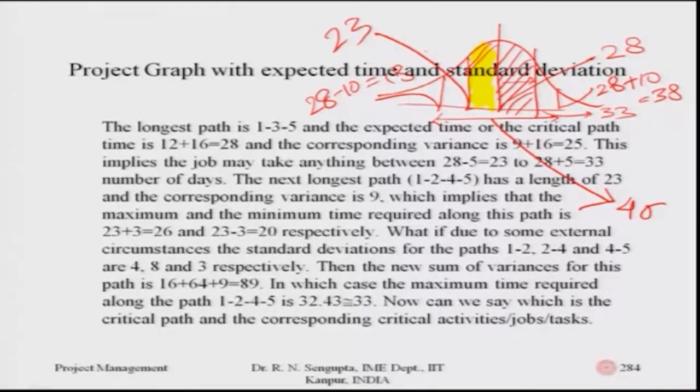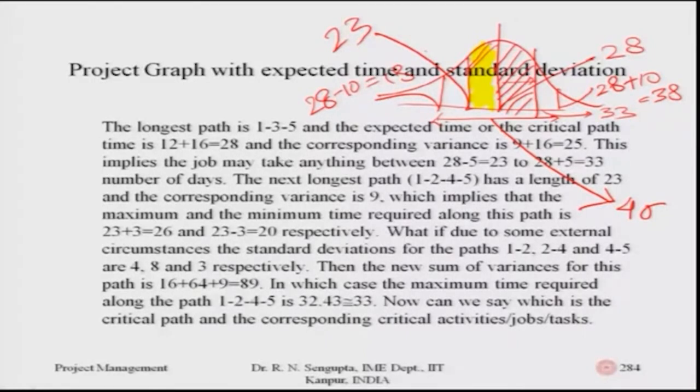If it is 23, then plus minus 1 sigma would become 23 plus 9, which is 32, and 23 minus 9 would basically mean it is 14, which implies that the maximum and the minimum time required along this path would be, my mistake, I am sorry, the variance is 9, so standard deviation would be calculated by square root of 9, my apologies. So, it will be 23 plus 3 is 26 and 23 minus 3 is 20.